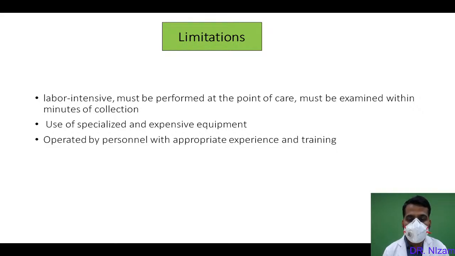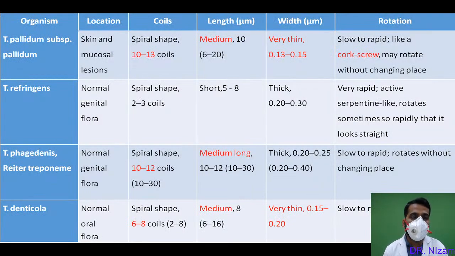One more limitation of dark field microscopy is that it cannot differentiate between the pathogenic Treponema pallidum and non-pathogenic treponemes. When we see the morphology of the non-pathogenic treponemes, they all look the same. So this cannot differentiate, but this is overcome with the help of direct fluorescent antibody testing. The non-pathogenic strains are Treponema refringens, vaginalis, Ritus treponeme, and denticola.